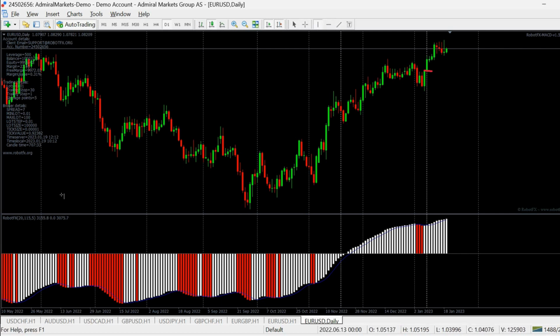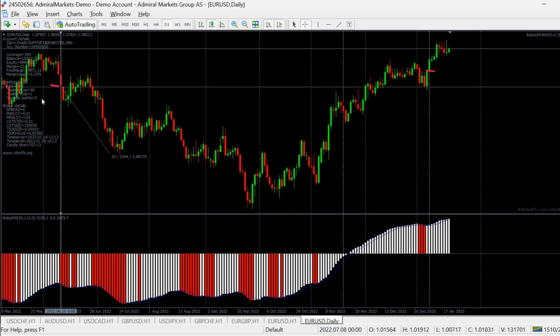That happened here on this bar, which also coincides with the change of color on our MACD indicator. So that means that we would have entered a trade, a sell right here, a successful sell. The price dropped.